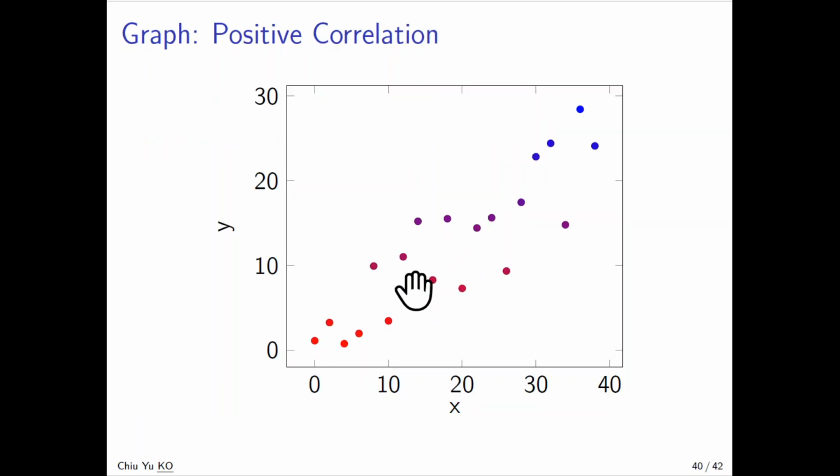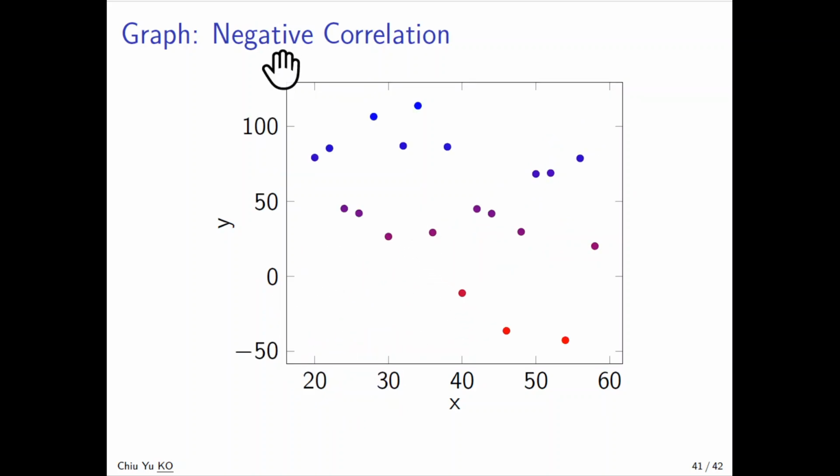Look at the graph. This is a positive relationship. You can easily see a line fitting here. It's positive because when x is above its mean, y tends to be above its mean, and when below the mean, it tends to be below the mean. This one is negative. You can easily think of a line fitting here. The mean is around 40 for x and around 50-something for y. If x is above the mean, y is below the mean. If x is below the mean, y is above the mean. So it's negatively related.